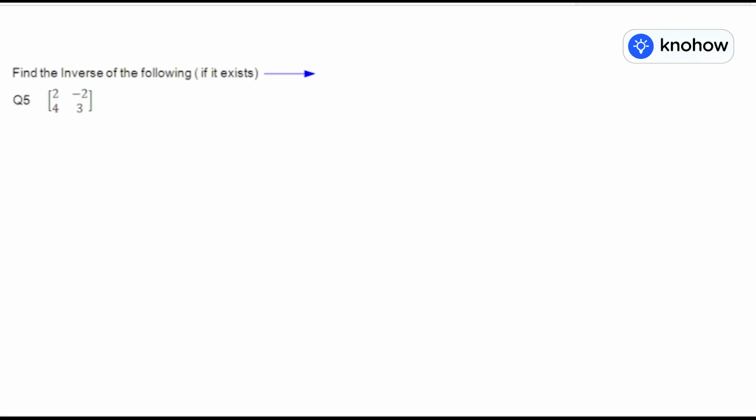Find the inverse of the following matrix if it exists. What do you mean by if it exists? You know, we have done that the inverse of a matrix exists, or a matrix is invertible, provided determinant A is not equal to 0, provided it is non-singular. It will exist if the given matrix A is non-singular.